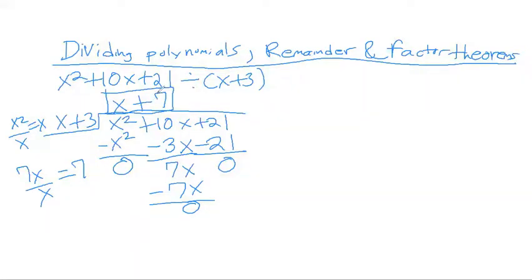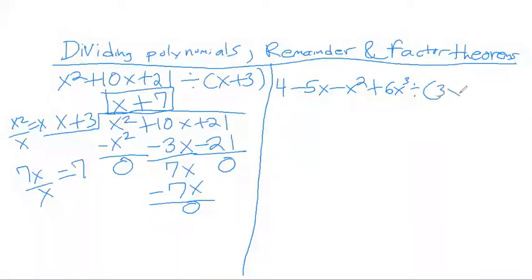So another example is, say I'm going to divide 4 minus 5x minus x squared plus 6x cubed divided by 3x minus 2. So, well, we set it up. So 3x minus 2 is my divisor, and this right here is my dividend.